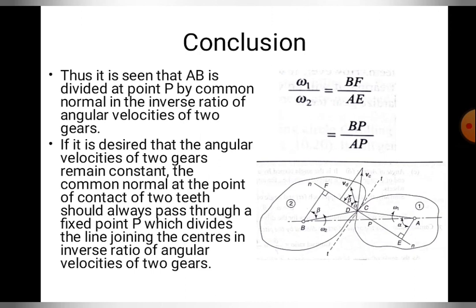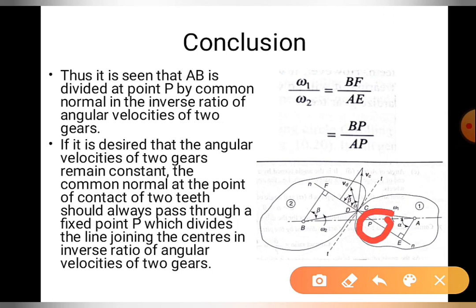If it is desired that the angular velocities of the two gears remain constant, the common normal at the point of contact should always pass through a fixed point P, which divides the line joining the centers, that is line AB, in the inverse ratio of angular velocities. So if this condition is satisfied, then that particular geometry can be used for manufacturing of gears.